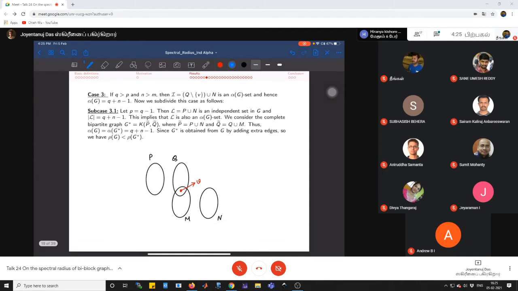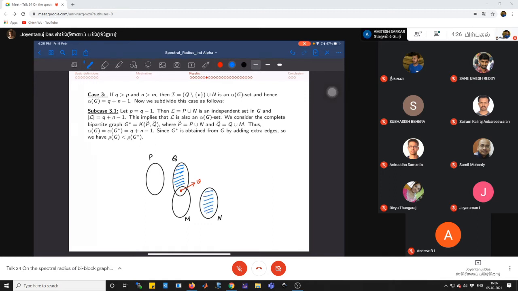Then case 3 is Q is strictly greater than P and M is strictly greater than N. Since Q is strictly greater than P, let me go this way. This is Q and M.